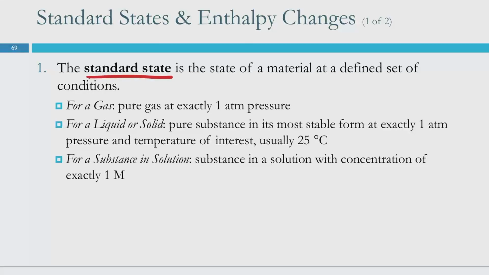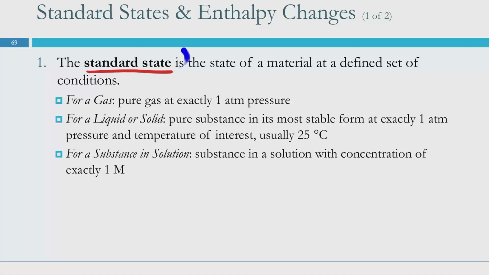Standard state is typically values that are 1. So this is the state that we're defining as our base or reference state. For things that are gases, it's the pure gas at 1 atmosphere of pressure. So pure gas, 1 atmosphere of pressure. For a liquid or solid, it's the pure substance in its most stable form.